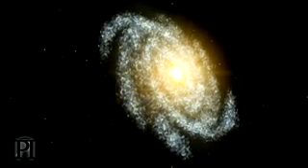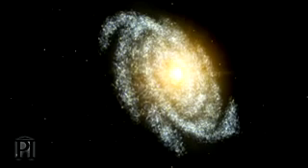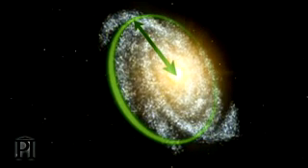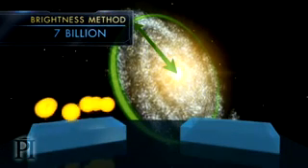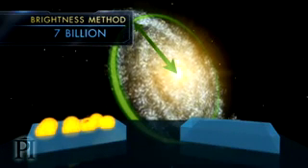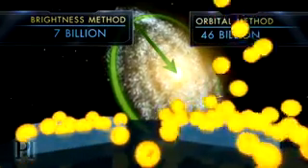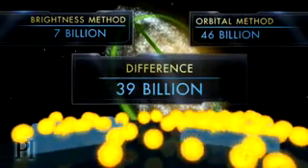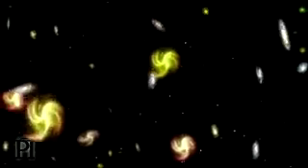Having solved the problem of unequal distance and accounted for different types of stars, physicists determined through the brightness method that the mass of Triangulum within a radius of 400 million billion kilometers equals 7 billion suns. But the orbital method gave us a mass of 46 billion suns. That's a difference of 39 billion suns worth of mass. Similar mass differences have been observed in over 1,000 galaxies. Something very, very strange is going on.